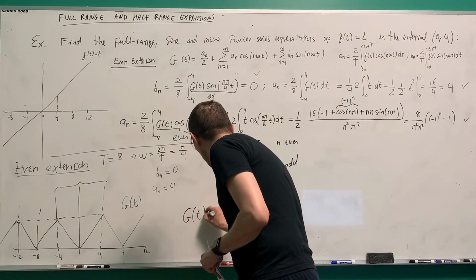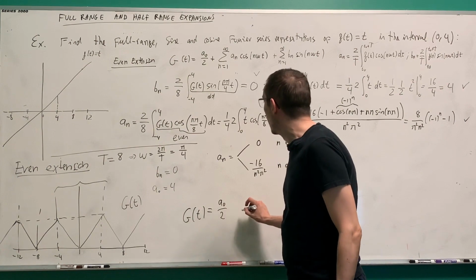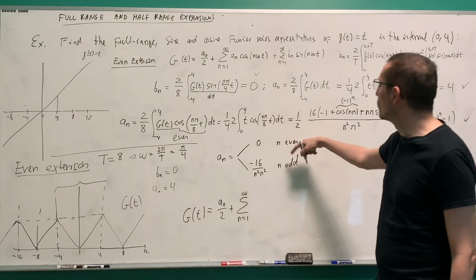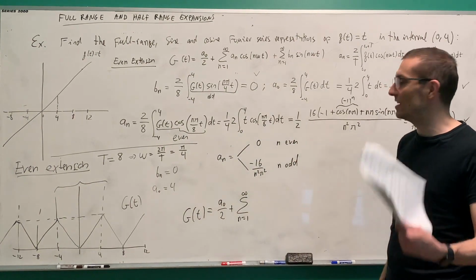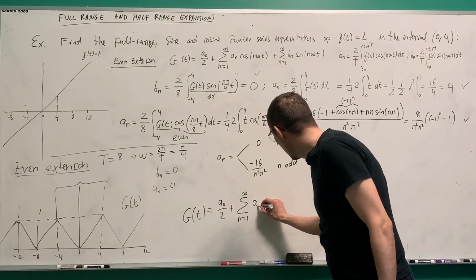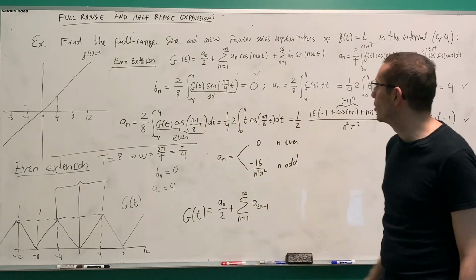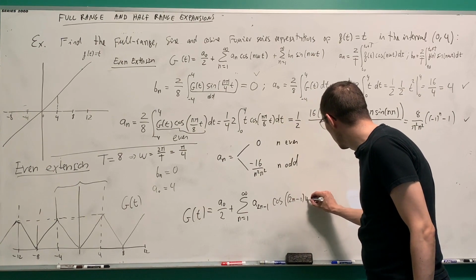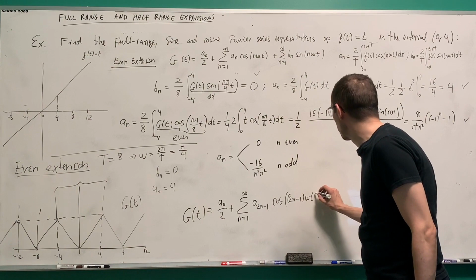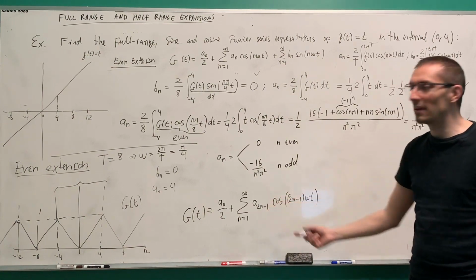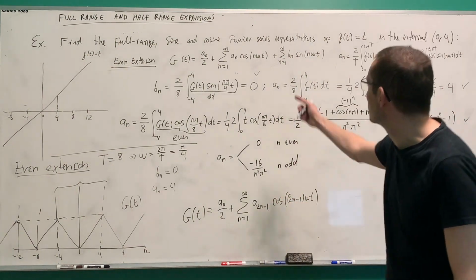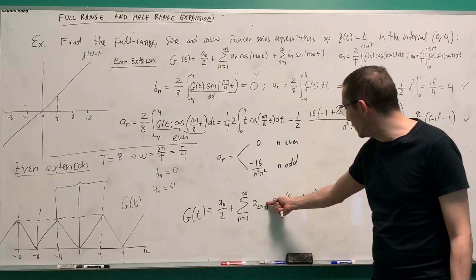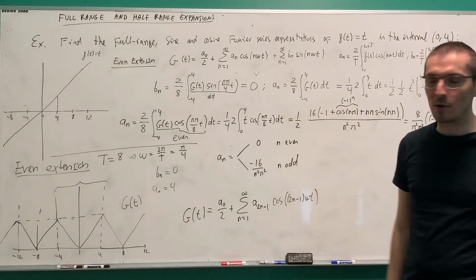G of t is a0 over 2, and then plus the sum from n equals 1 to infinity. Now, I don't want to write the even ones, so I'm going to write only the odd ones. That's going to be a sub 2n minus 1, cosine of (2n minus 1) omega times t. Remember, I substituted n by 2n minus 1. That's only taking the odd ones here. Every time I see an n, I write a 2n minus 1. If it were only the even ones, it would be 2n. With the minus 1 it's the odd ones.